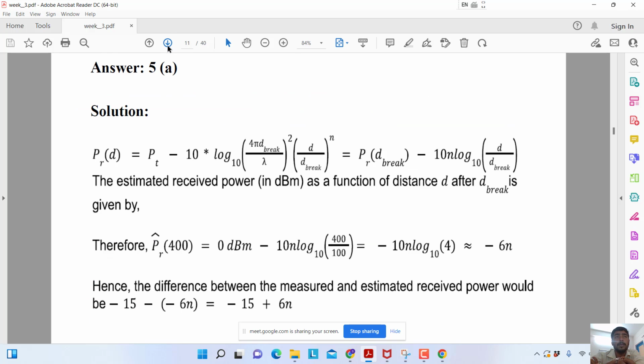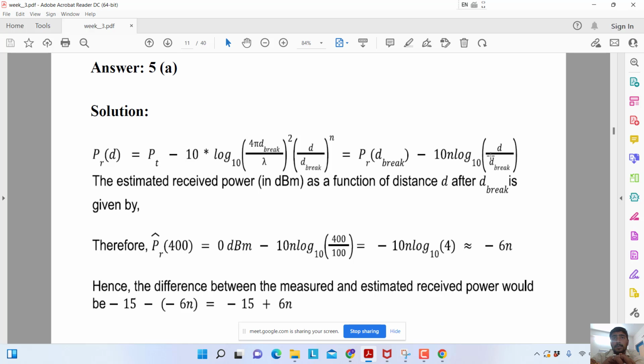Firstly, we will use the formula of the breakpoint model. So what is the breakpoint model? According to the breakpoint model, we calculate PR using this formula. In dB, it will look like PR(d) = PR(d_break) - 10 n log10(d/d_break). Here d is the distance, d_break is given, and n is the exponent. We have to calculate the estimated received power, so by using that formula we are calculating PR.